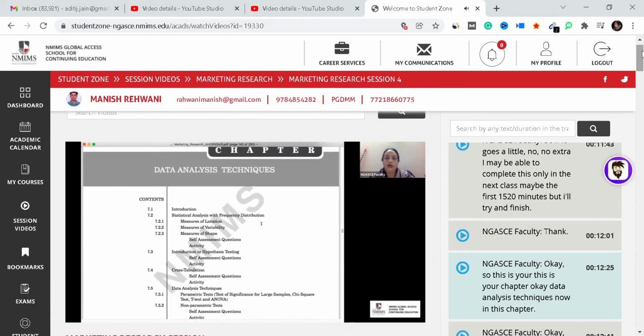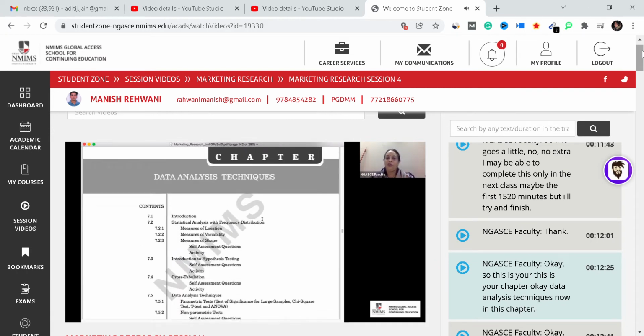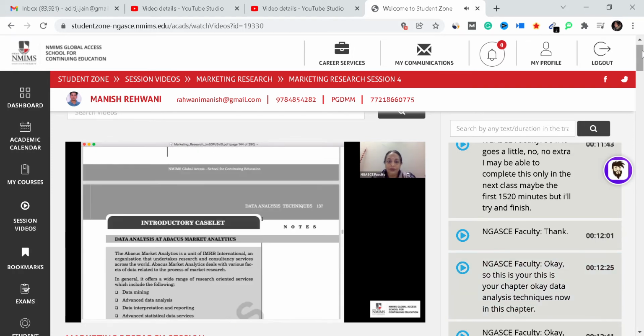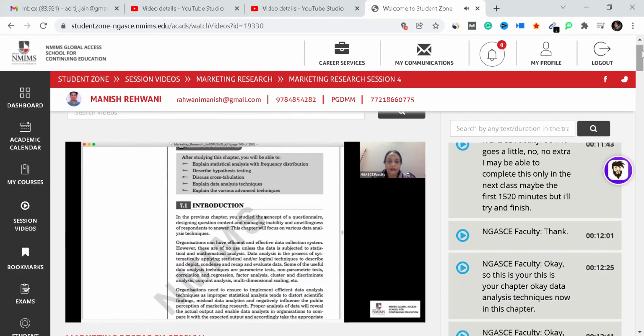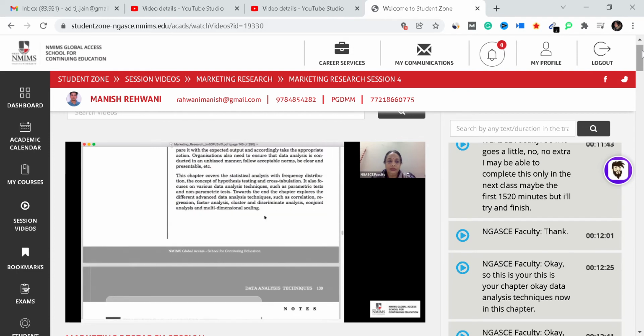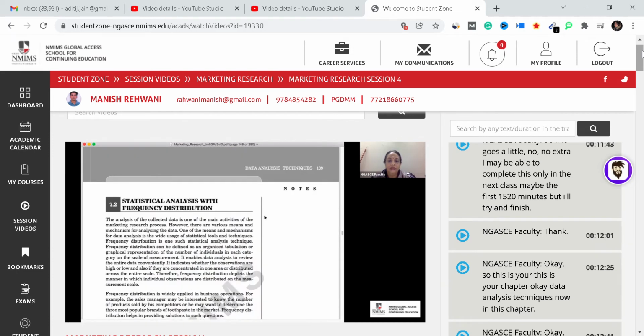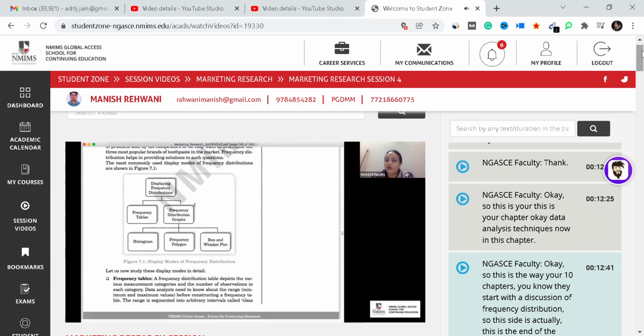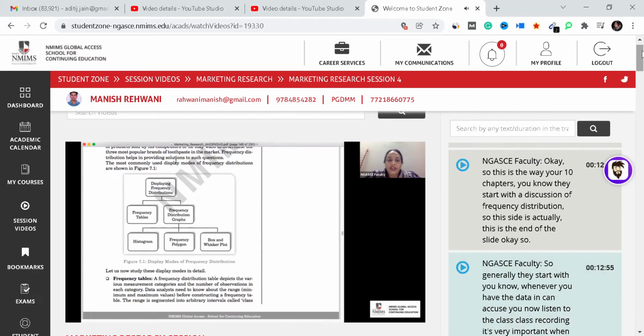Okay, so this is your chapter, okay? Data analysis techniques. Now, in this chapter, this is the way your chapter is. They start with a discussion of frequency distribution. So this slide is actually there in the slide. Generally they start with, whenever you have the data in hand.